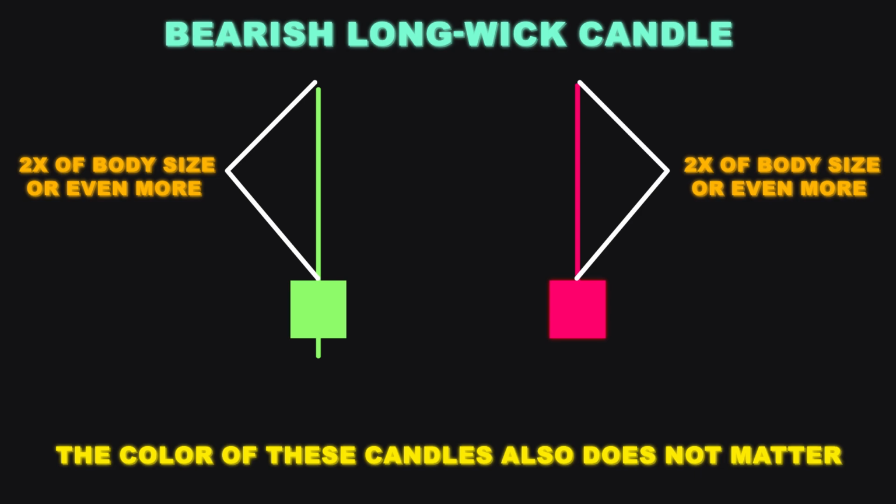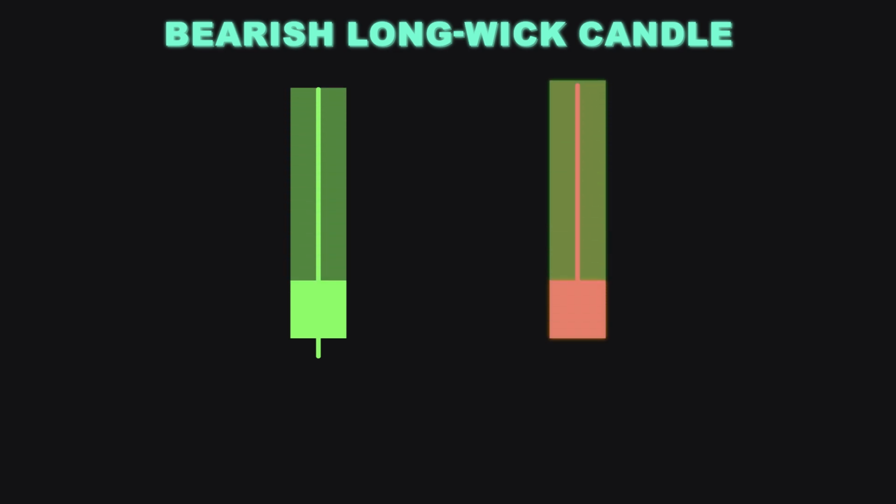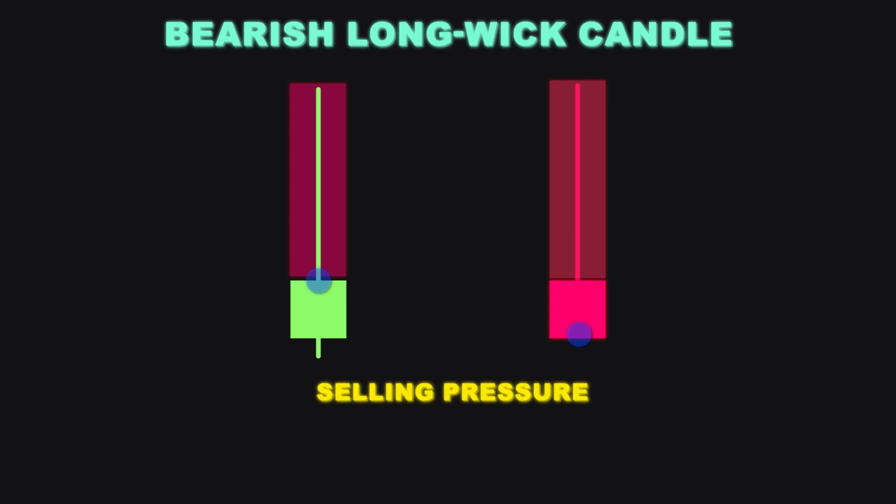Now understand why this is bearish. In the beginning, the buyers take the price much above the opening, but the price does not sustain above that level. Finally, sellers enter, pushing the price down again, and the market closes around its opening price. So, at the end of this candle, we know that there is selling pressure, making it a bearish candle.